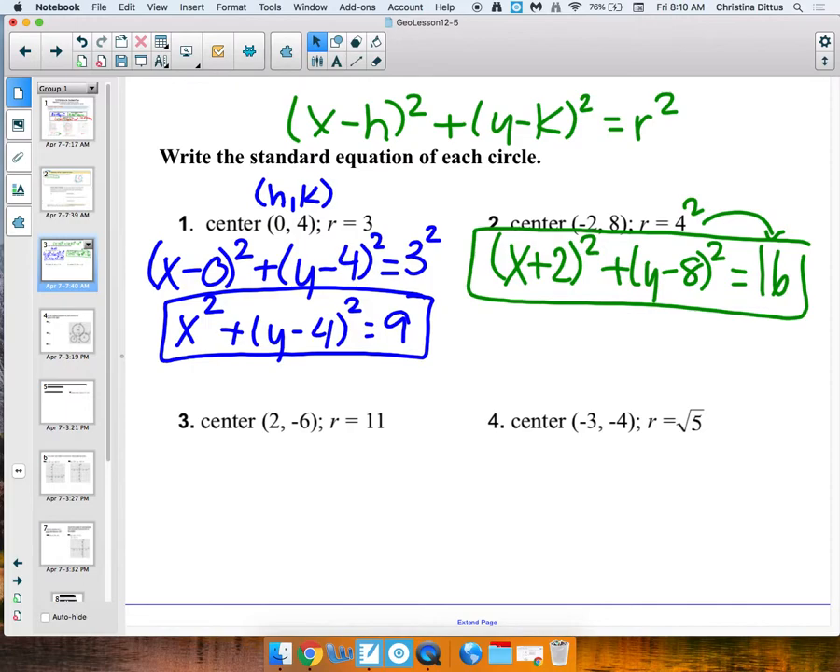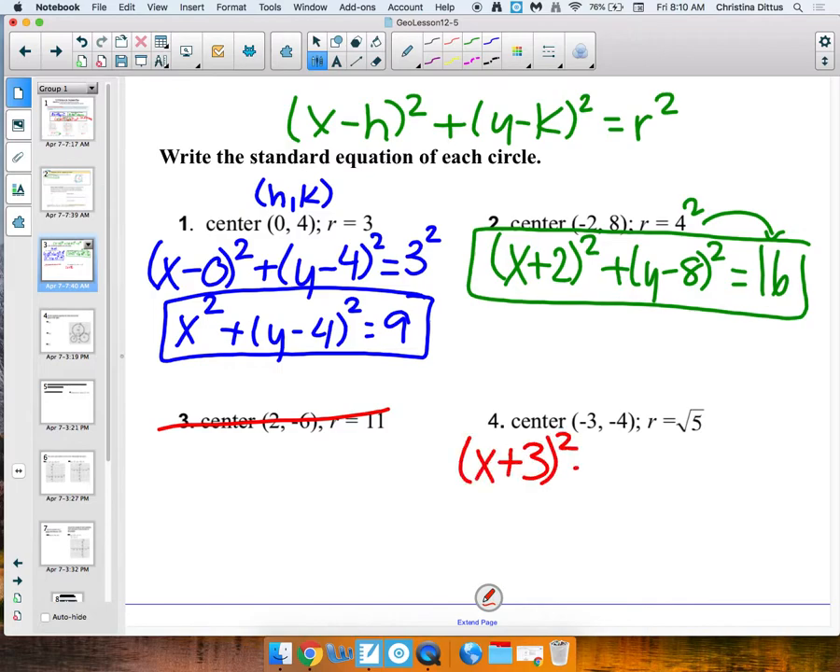Questions there? Skip 3. Let's do 4. Set it up. x plus 3 squared. We got plus 3 because it's minus a negative, plus y plus 4 squared. Okay, here's the only tricky part. What is the square root of 5 squared?